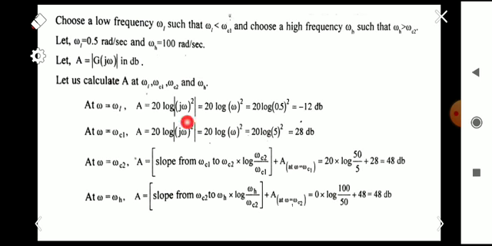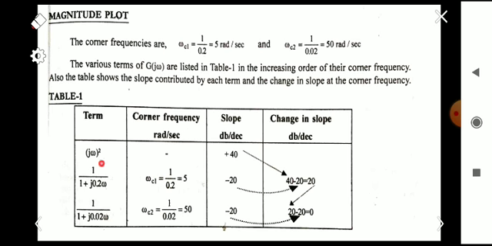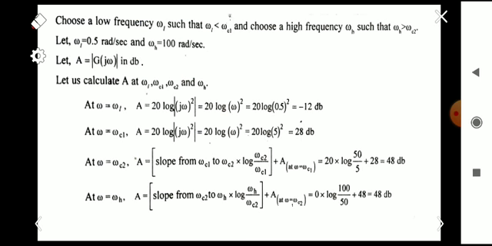Inside this modulus we have to write the first term in our table, that is j omega square. So we know that 20 log mod j omega square means 20 log omega square. When the term j omega square comes out of the modulus, it becomes omega square only, and we substitute omega 0.5, and we will get the value as minus 12 decibel.